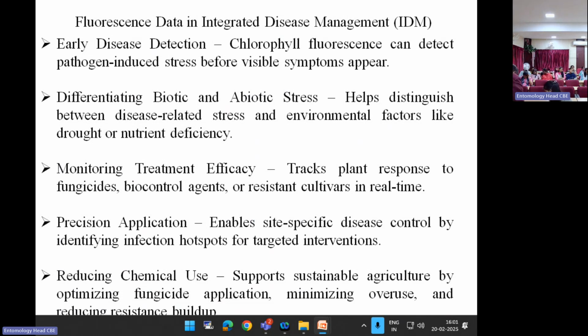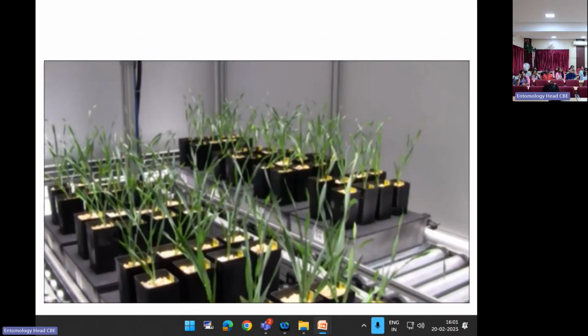Then monitoring treatment efficiency, precision application, and reducing chemical use. That is, of course, the ultimate goal for us. Here I'll show you one of the imaging systems I used.